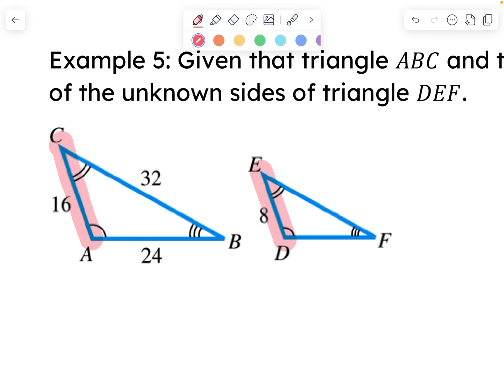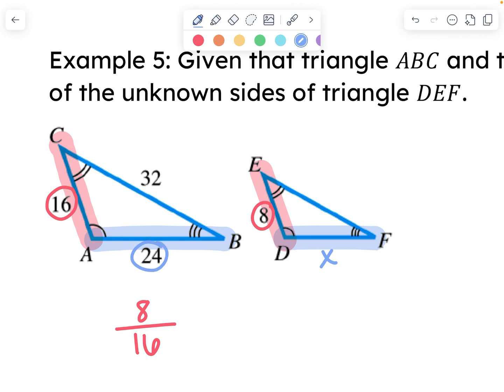So when I set up my ratio, I can set up the 8 and the 16 in the fraction together because those are the corresponding sides. So I would do 8 over 16. Then if I'm trying to find, let's start with the bottom and let's say that's x. That one goes from 1 tick mark to 3 tick marks, which would be our 24. So that fraction is going to be x over 24.